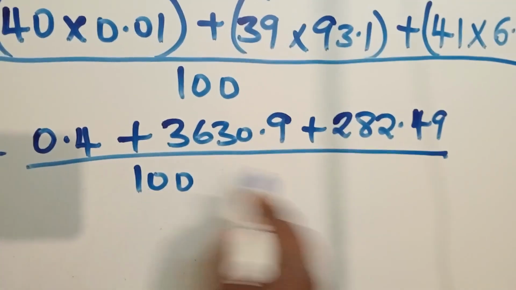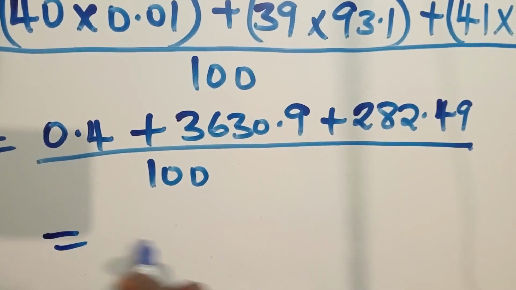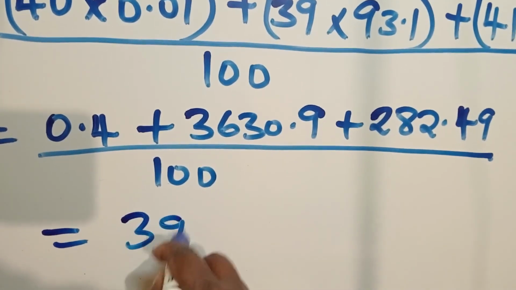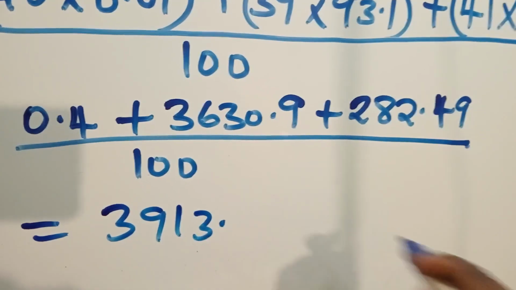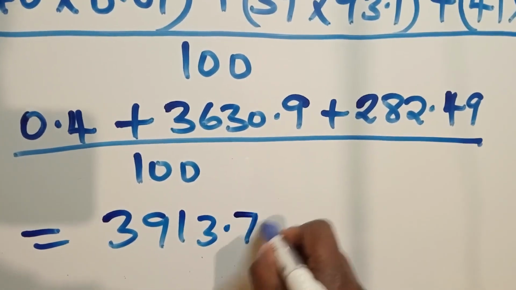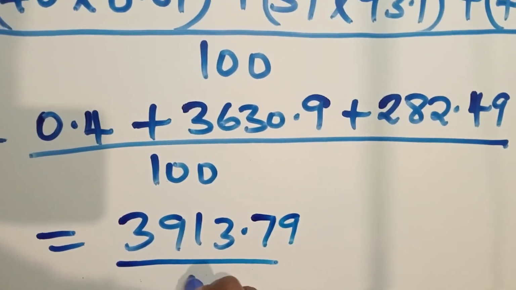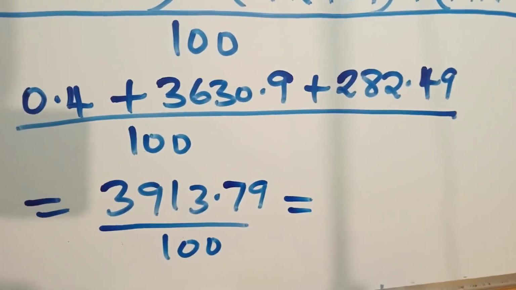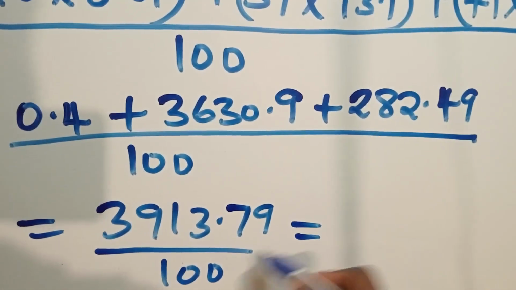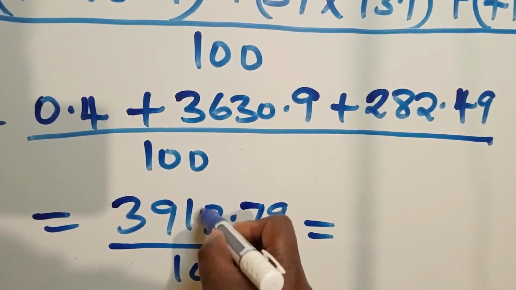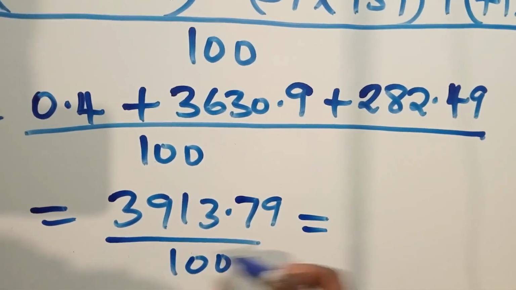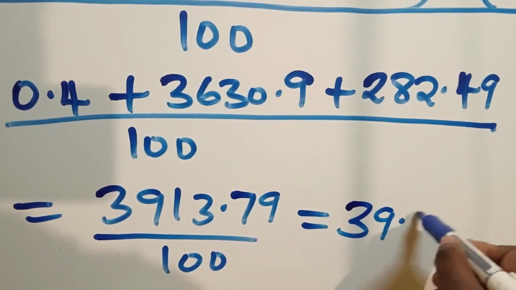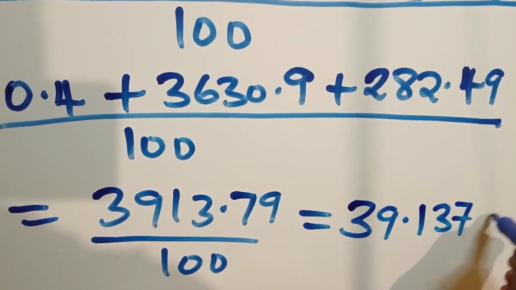So from there, we add all of them together. After we add them together, we get 3913.79. Again, divided with 100. The last answer will be, you divide by 100, so the decimal places go to the left 2 times, so 39.1379.